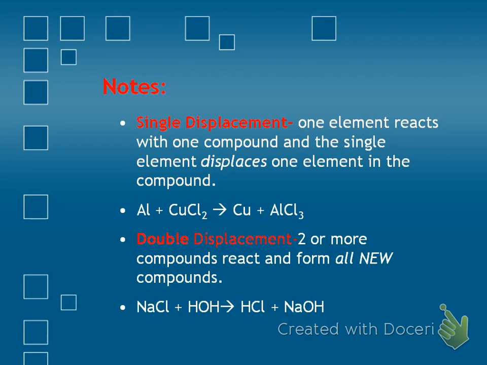So you recognize double displacement by counting the compounds that you see. And in this case, you see sodium chloride and HOH, 2 compounds. And then on the product side, you see HCl and NaOH, 2 new compounds. So the double displacement is a double date gone bad.